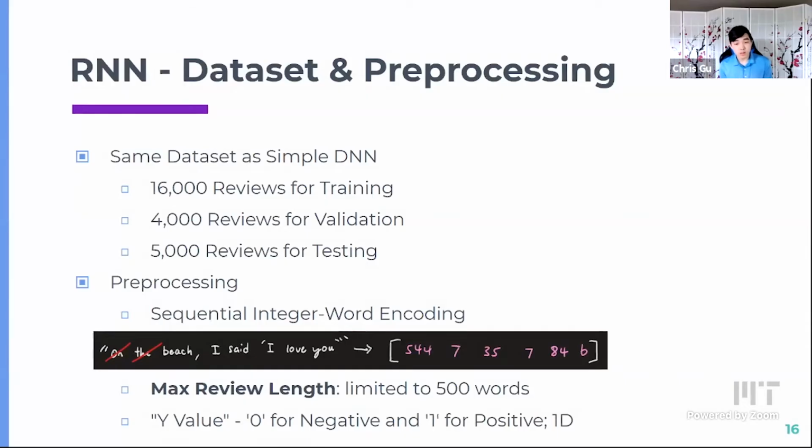For the RNN, we use the same dataset, but with a fifth of all reviews dedicated to testing. And with pre-processing, we limited the word count of reviews and did a sequential integer word encoding base structure, which meant that each word was converted to an integer ID in the same sequence. The Y value this time was one-dimensional as shown.